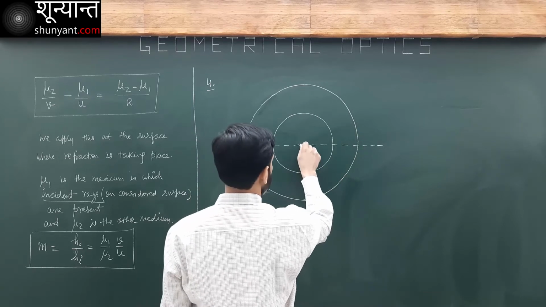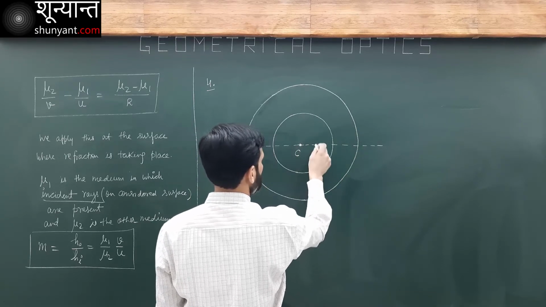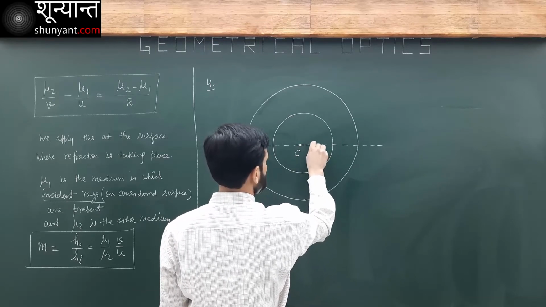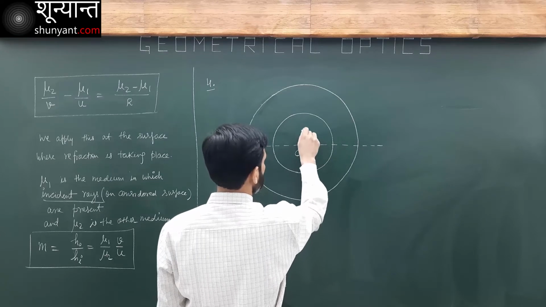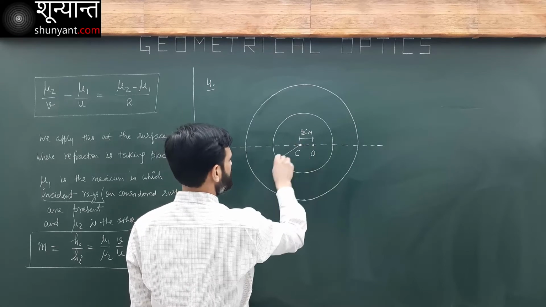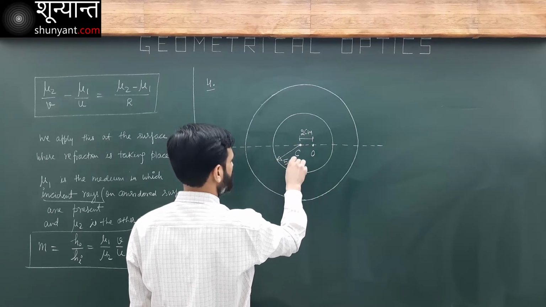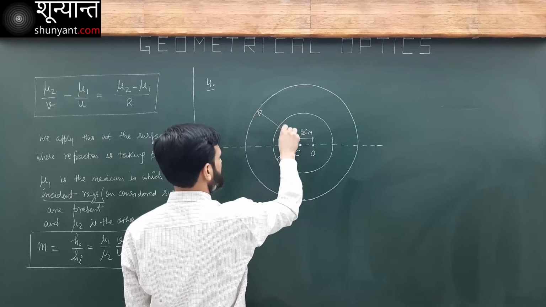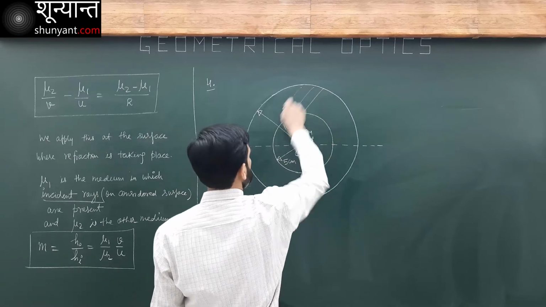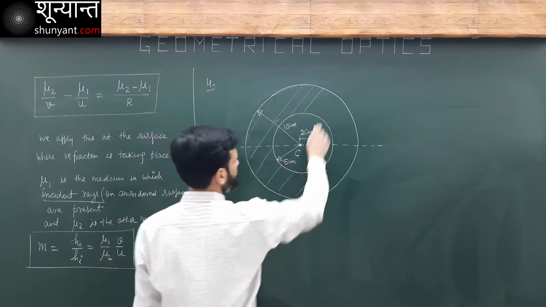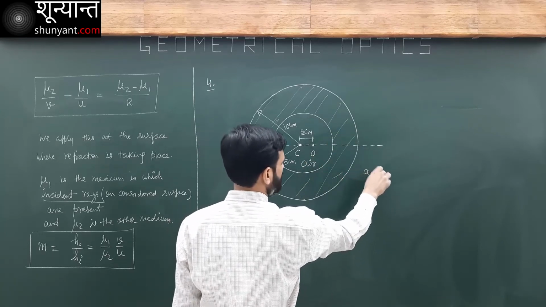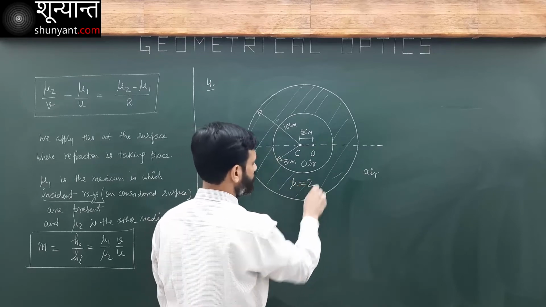So this is my center here. My object is kept here. This is my object. And this distance is 2 centimeter. This thing here is 5 centimeter, and this thing here is 10 centimeter. And this is the medium. It is air here and air here, and this is the medium, mu is equal to 2, let's say.